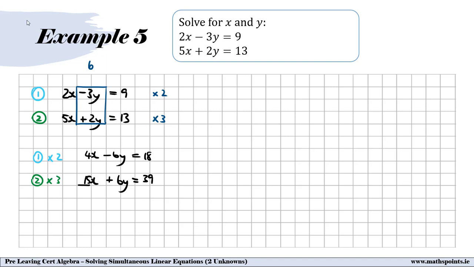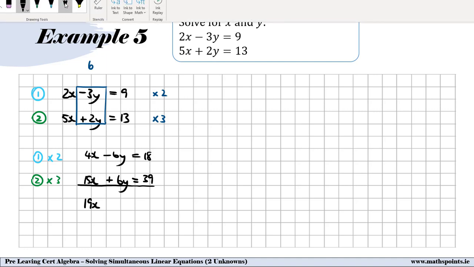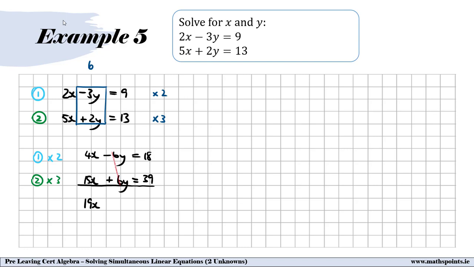I draw a line underneath and I'm going to sum the two lines. 4x plus 15x is 19x, and then minus 6y plus 6y, they eliminate or give 0, and so the y's are eliminated from the equation. Equals 18 and 39 is 57. I'm going to divide both sides by 19 and I get x equals 57 divided by 19, which is 3.